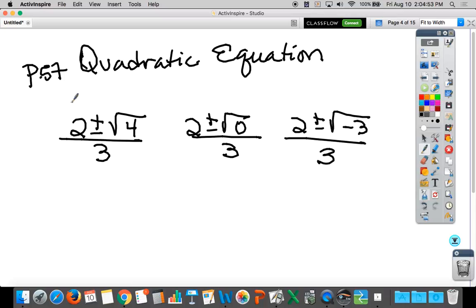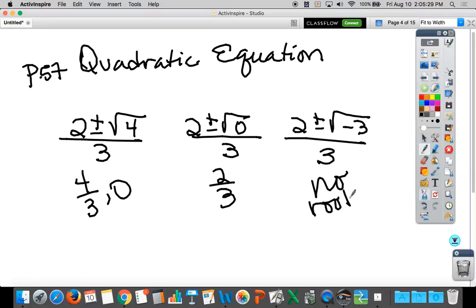Okay, so what were my answer or answers for the first one? 4 over 3 and 0. Okay, now 0 is an answer. We understand that? Okay, what about here? 2/3. 2/3 and 2/3, but that's just really just 2/3. Okay, what about this one? Domain error. So I'm going to say no roots.